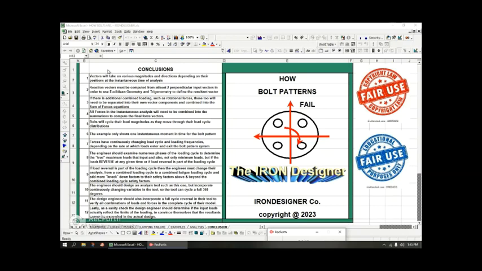Number 7, forces have continuously changing load cycle and loading frequencies depending on the rate at which loads enter and exit the bolt pattern system. Number 8, the engineer should examine numerous phases of the loading cycle to determine the true maximum loads that input, and also not only minimum loads, but if the loads reverse at any given time, or if load reversal is part of the loading cycle.